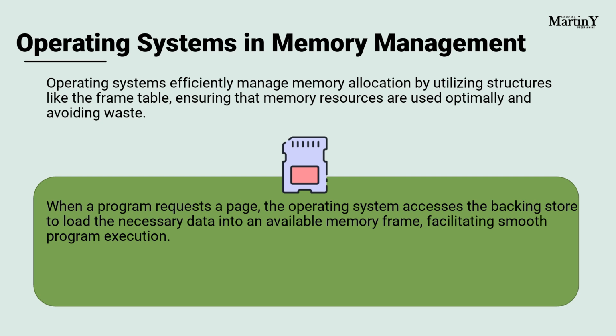Next, we need to look into the role of the operating system more closely. Operating systems are responsible for tracking the allocation of pages in memory through structures like the frame table. This table keeps a record of which frames are occupied or free, ensuring optimal utilization of memory resources. When a program demands a particular page, the operating system retrieves it from the backing store, a place where data is temporarily held when it is not actively in use, and loads it into a free memory frame.